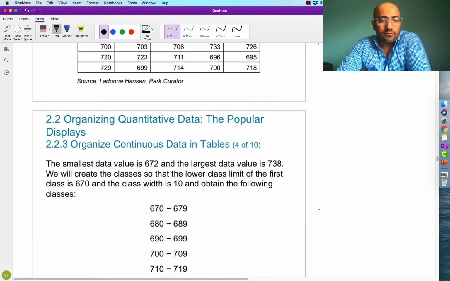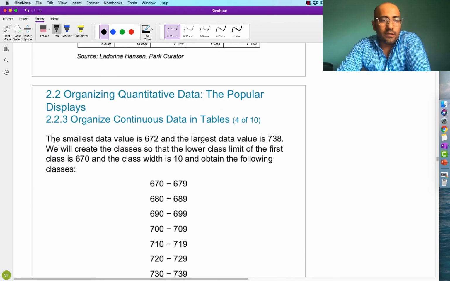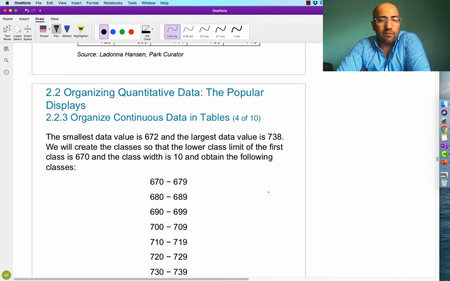So here's one way to do it. The smallest value of the data is 672, and the largest value is 738. We will create the classes so that the lower class limit of the first class is 670. How did we choose 670? Well, it's just a nice whole number, a convenient number that's a little bit below our smallest value.